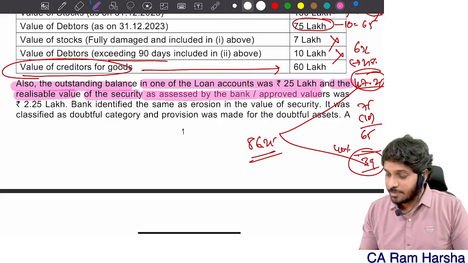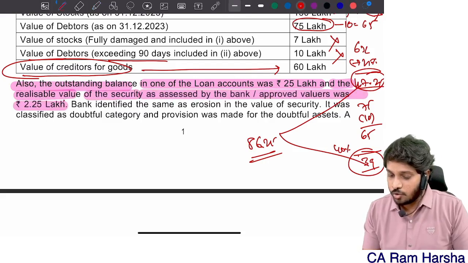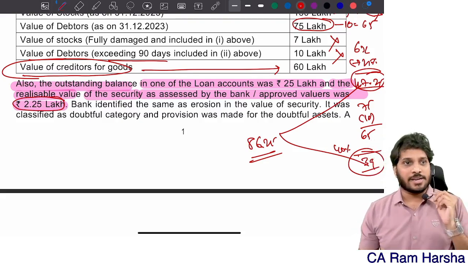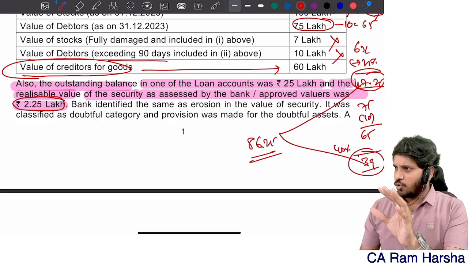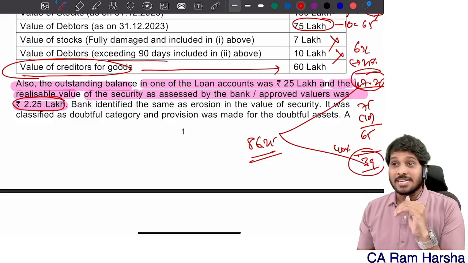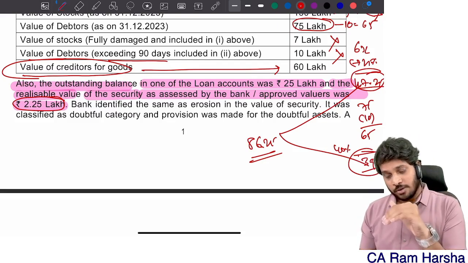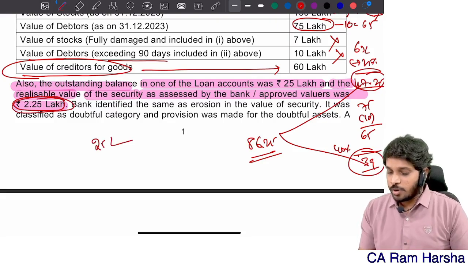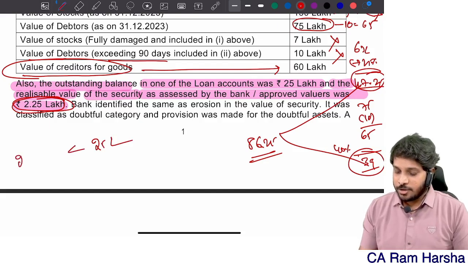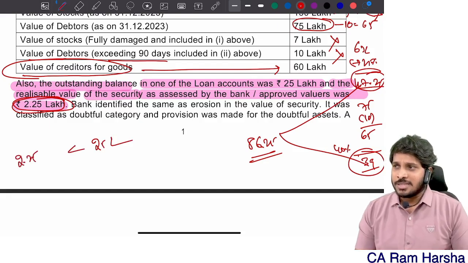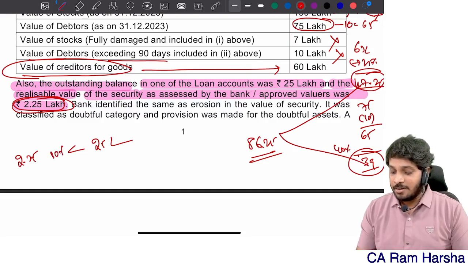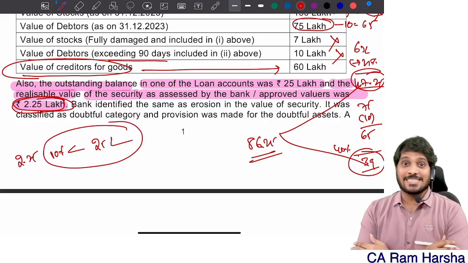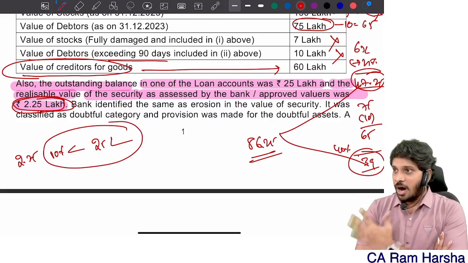Next. Also, the outstanding balance in one of the loan accounts was 25 lakh and the realizable value of the security as assessed by the bank was 2.25 lakh. Oh my God. There is a customer account. In his account, what is the outstanding balance? 25. And when the customer took the loan, he would have given some security, right? That security, when they do valuation now, the value is 2.25 lakh only. The value of security right now is less than 10% of the outstanding loan.